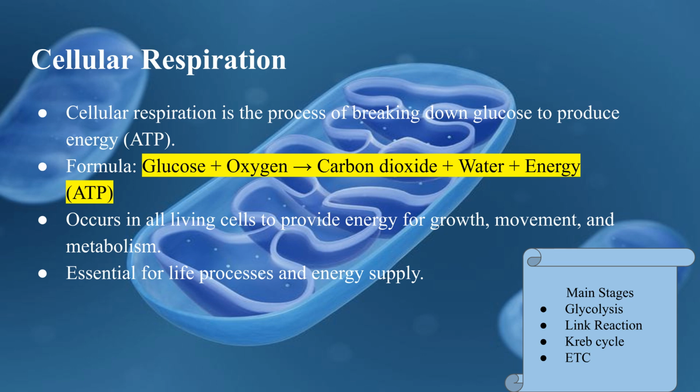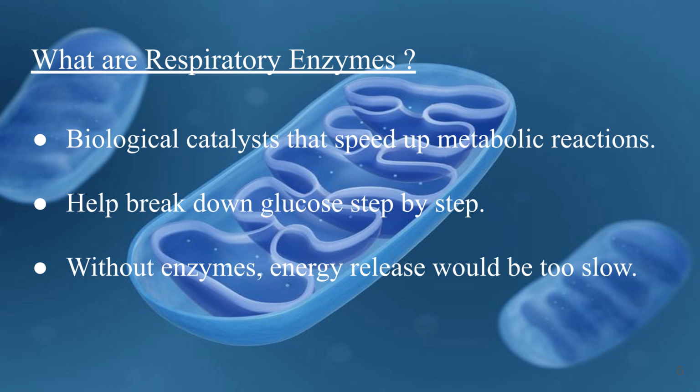Cellular respiration is the process of breaking down glucose and oxygen into carbon dioxide, water, and energy, or ATP. It occurs in all living cells and is essential for energy supply and life processes. The main stages are glycolysis, the link reaction, the Krebs cycle, and the ETC.